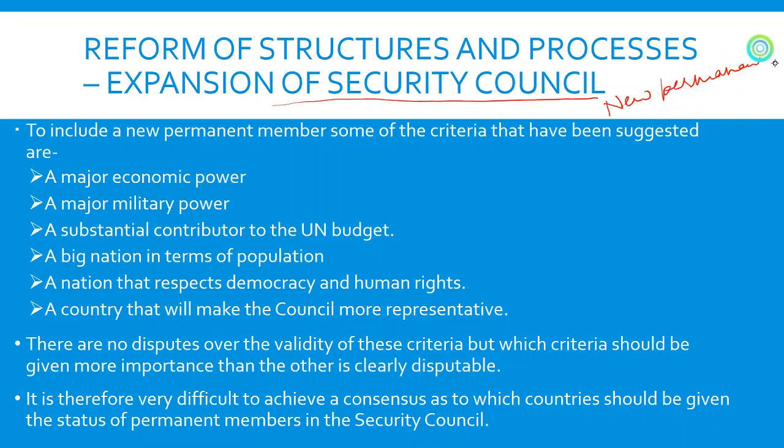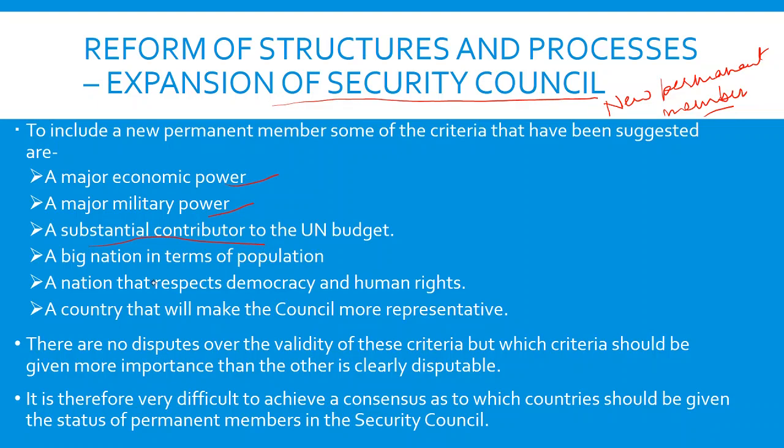Okay, so at present there are 5 permanent members. The demand is to increase this number of the permanent members in the Security Council. Okay, so what is the criteria of taking in new permanent members? The country should be a major economic power, it should be a major military power, it should be a substantial contributor to the UN budget. Okay, meaning that the country should be contributing regularly and a big amount into the UN budget.